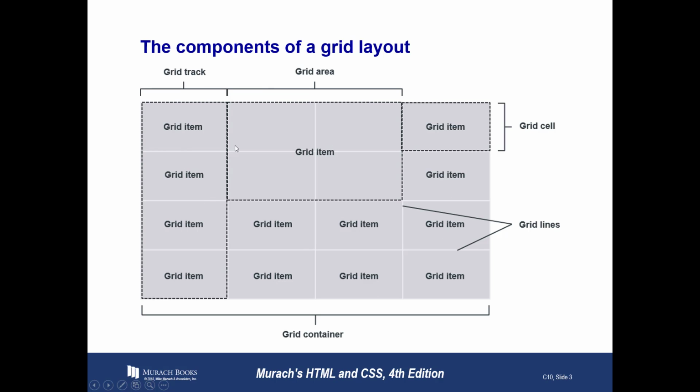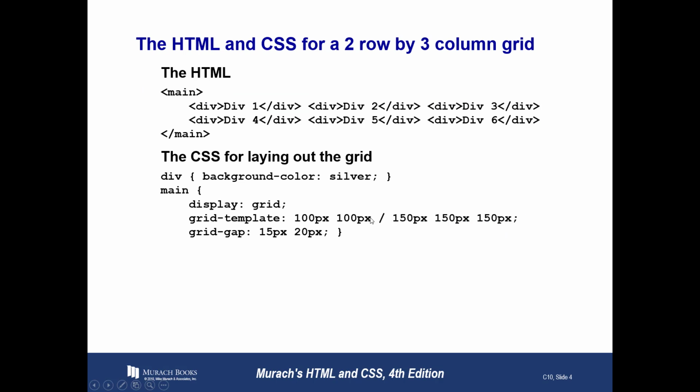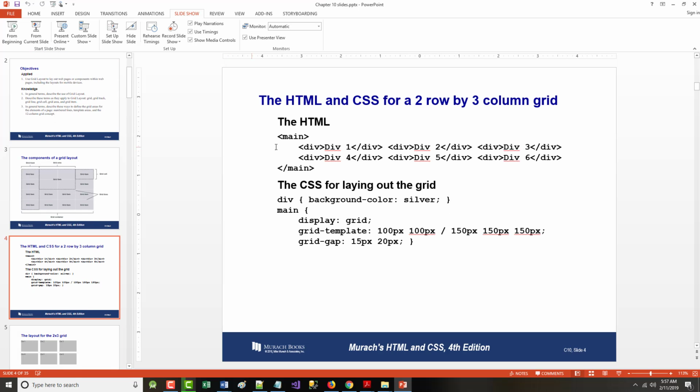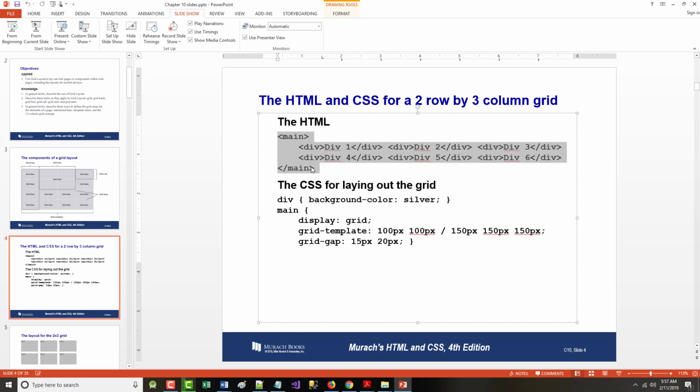When we look at a grid layout, you'll notice in here we've got 4, 8, 12, 16 of these boxes. And you can see that there's some components: grid track, grid cell, grid lines, grid container, etc. So when you work on this, here's an example of creating a 2 by 3 column grid. You'll notice before where we did the display flex, now we're not. Let's see if we can grab this and make it look like what they've got there.